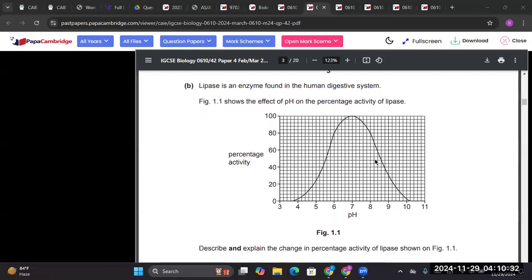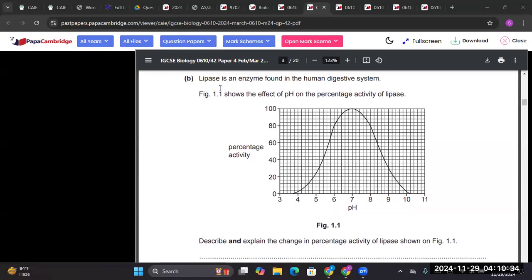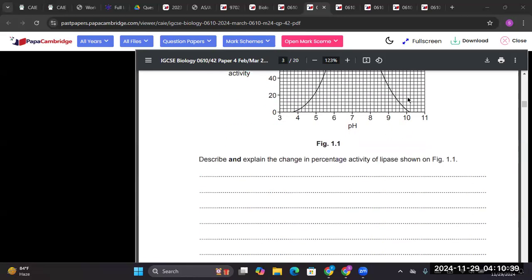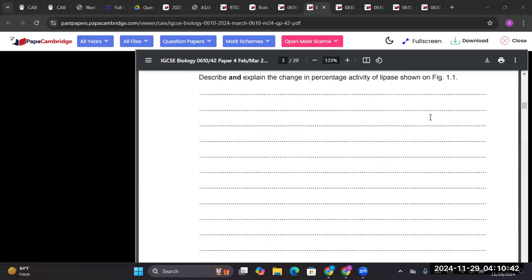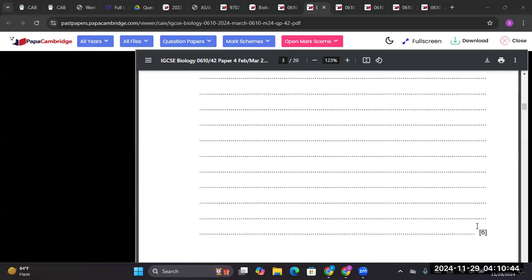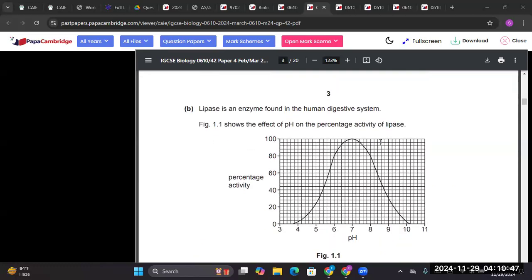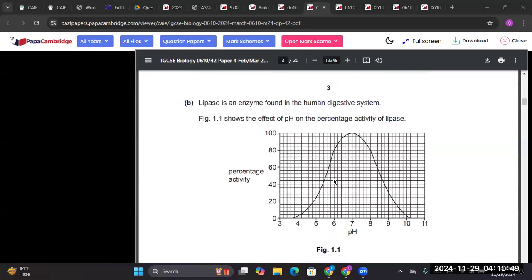Lipase is an enzyme found in the human digestive system. Figure 1.1 shows the effect of pH on the percentage activity of lipase. Describe and explain the changes in the percentage activity of lipase, and this is for 6 marks. I believe this question came in your 2024 paper. This is the graph of pH against the activity of the enzyme.